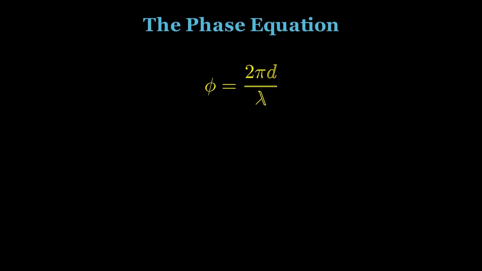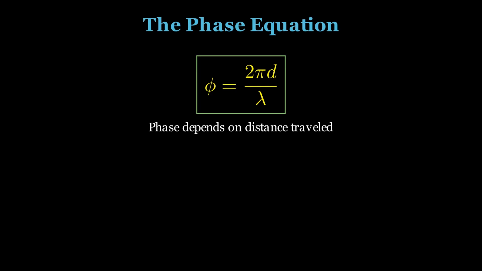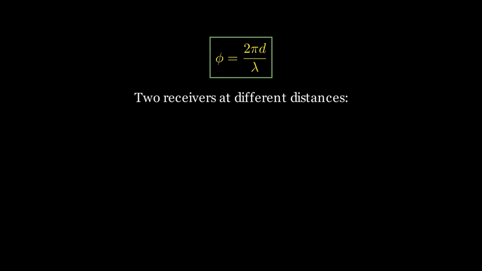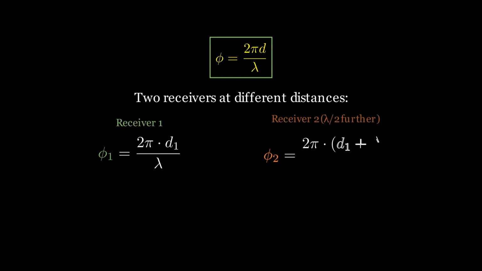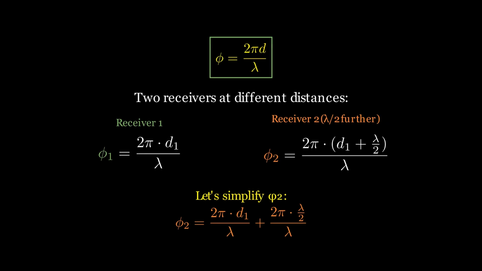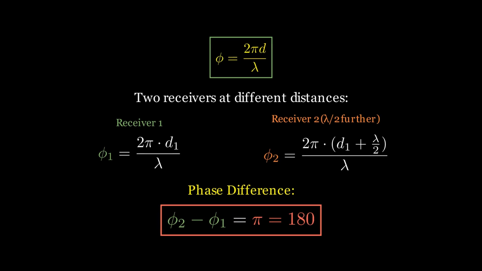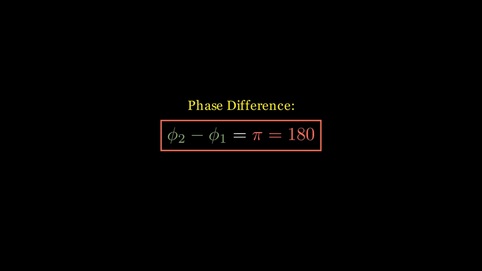We can also summarize these phase changes using a formula. Say, the phase at the first receiver is 2π times d1 by λ. And if the signal at receiver 2 traveled an extra λ/2, the phase is given as follows. On further simplification, we can clearly see that an extra λ/2 distance changes the phase exactly by 180 degrees.